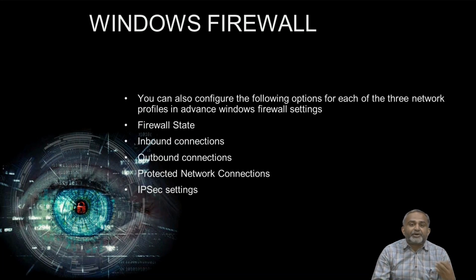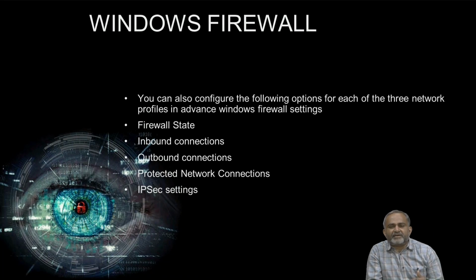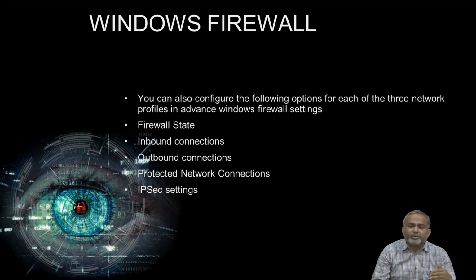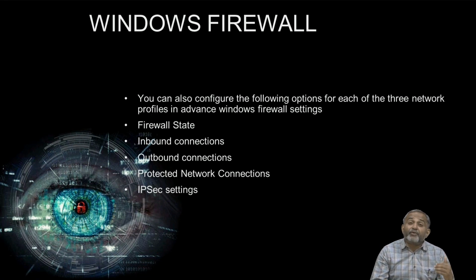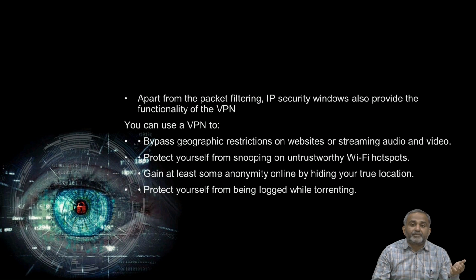After that, the IP security setting contains various information, like if you want to block traffic from a particular IP, or if you want to open a particular port for receiving traffic, or if you want to block a particular port, or if you want to deny specific services for a particular port. This kind of configuration is also possible in a Windows firewall.